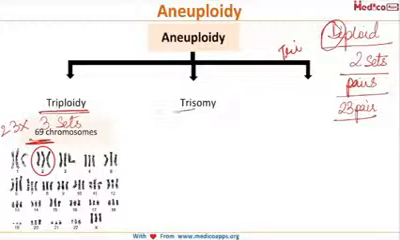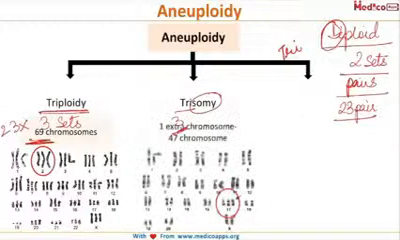Trisomy, we have 3, but what? Somy means single body. A single chromosome will be 3 in number. Instead of being in a pair, it will be 3 in number. As you can see in this example, chromosome number 17, instead of being in a pair, there are 3 chromosome number 17. So the total number of chromosomes here will be 47. It will increase by 1.